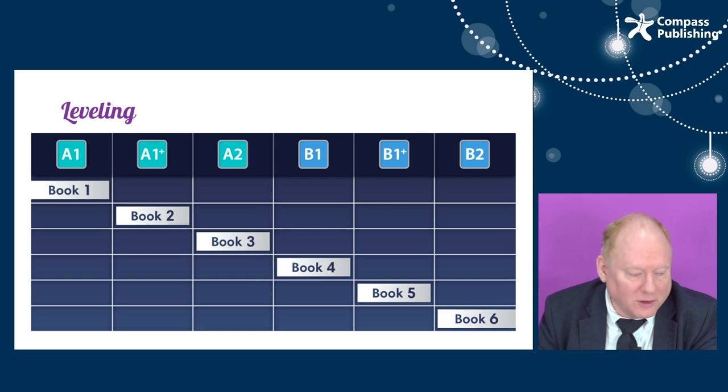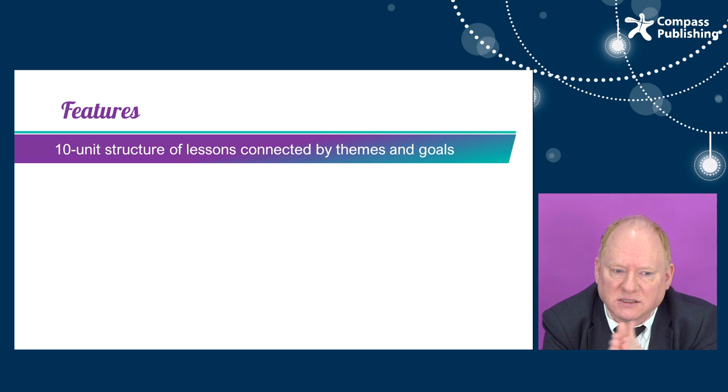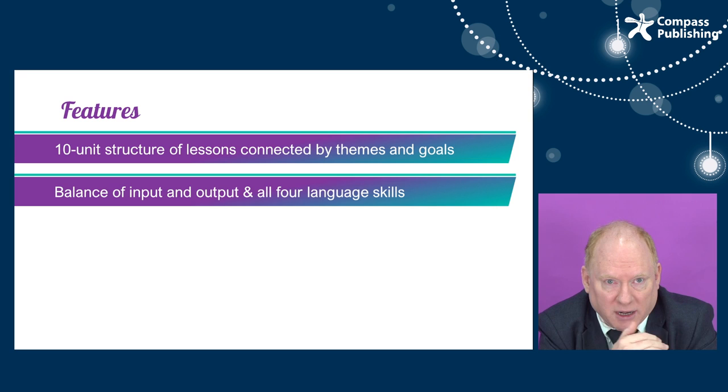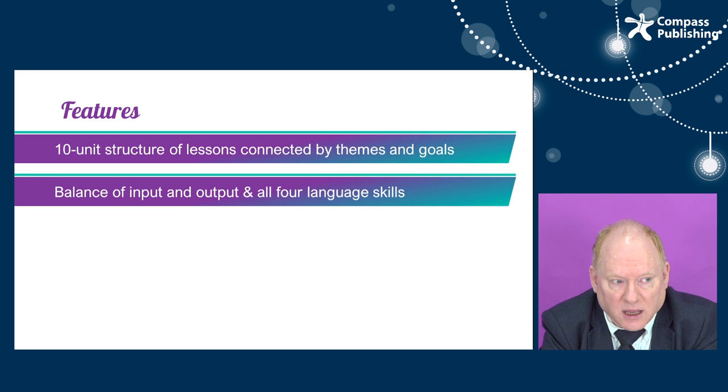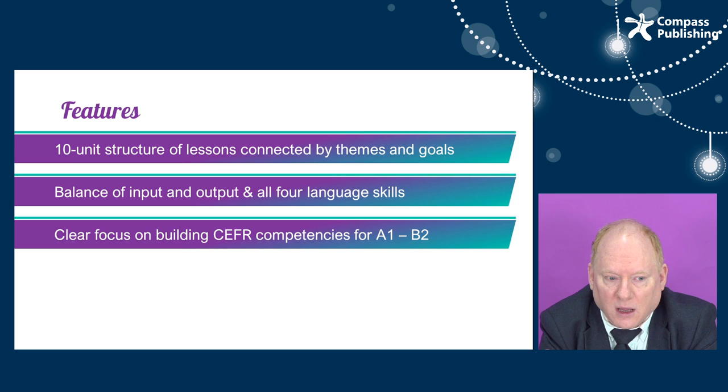Features to consider in this series of textbooks. There's a 10-unit structure of lessons connected by themes and goals. These might be something like family, or something like weather. They balance input and output. There's a lot to promote thinking: texts to read, listening and reading. Also, there's a clear focus on building CEFR, the European Common Framework, competencies going up and up.